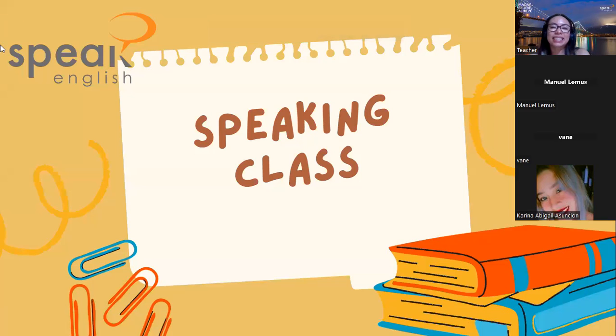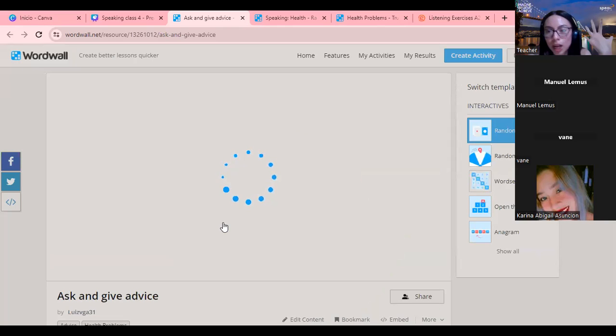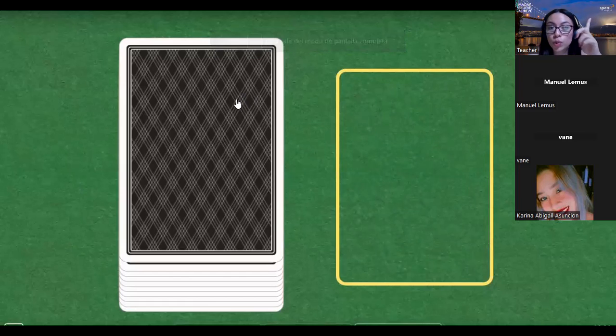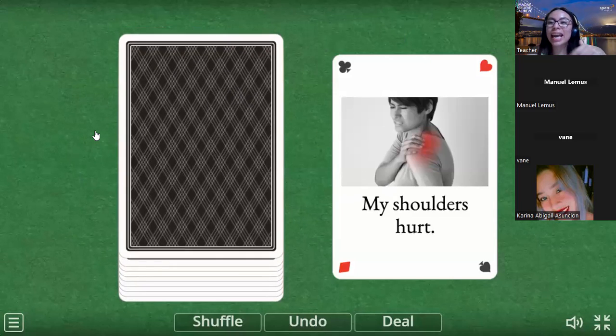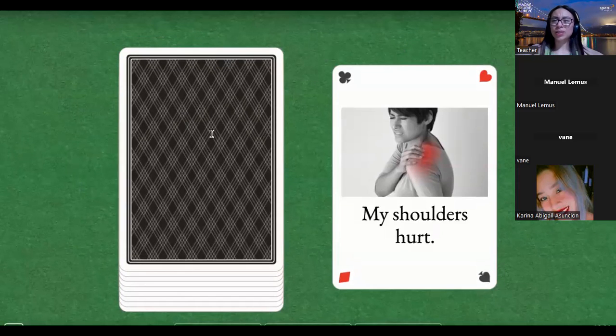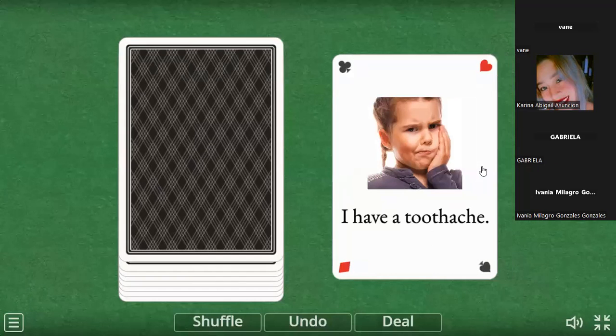Today, we have a speaking class. So try to speak as much as possible so you can practice. And today, we are going to start sharing some recommendations. In this activity, I'm going to show you a card like this, and you are going to give me one recommendation. Let me give you the example. My shoulders hurt. So my recommendation is you should rest. You should rest. That is my recommendation. Rest, like take a nap maybe, and that is going to help your shoulders. So that is just one example. You can give any recommendation that you have.